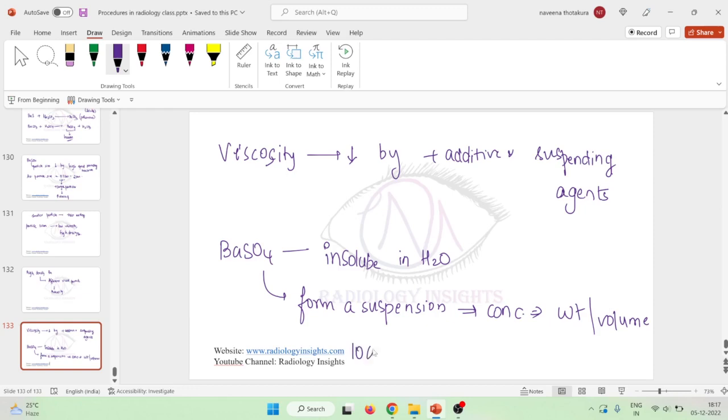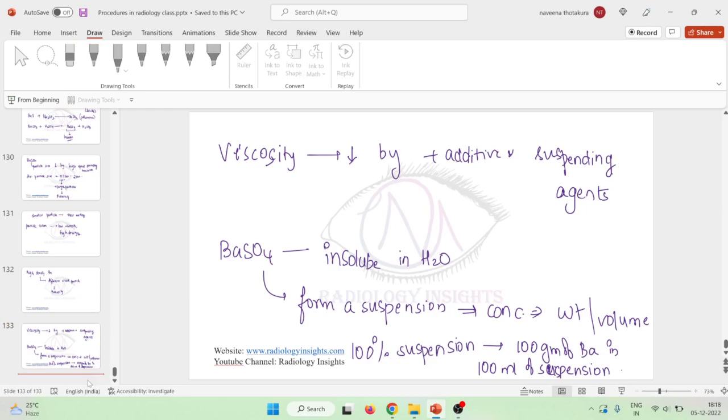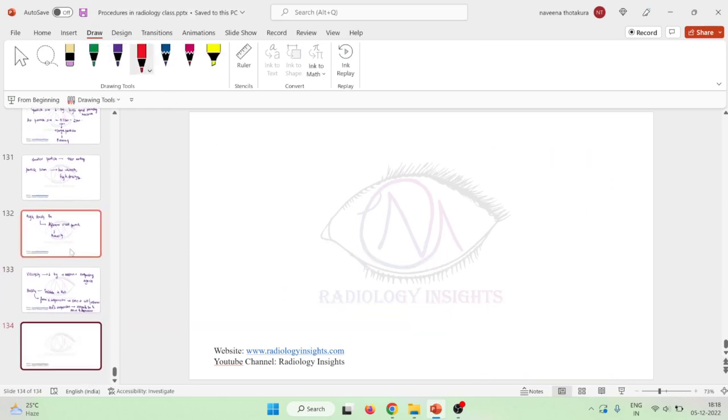That means 100% suspension will contain 100 grams of barium, which is the weight, suspended in 100 ml of suspension. So you will see 100 grams of barium in 100 ml of suspension, then you say it has 100 percent. Right, this is weight by volume.